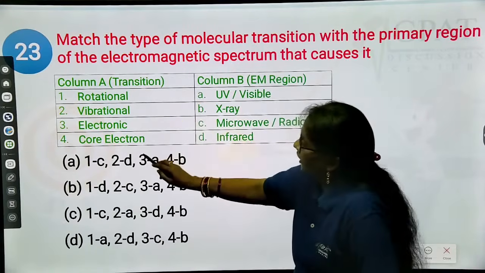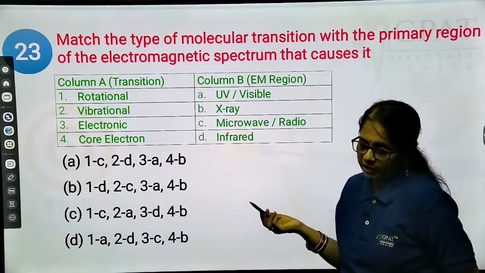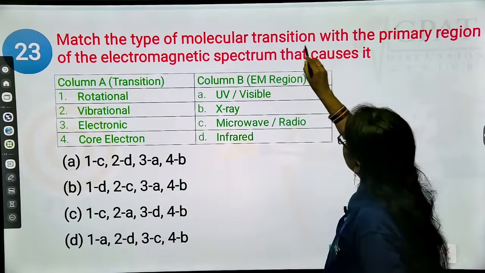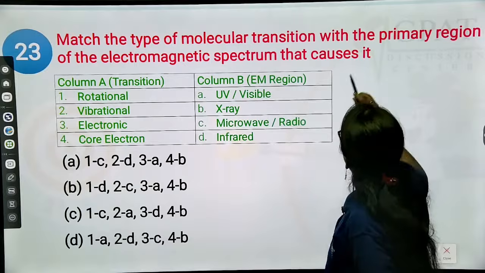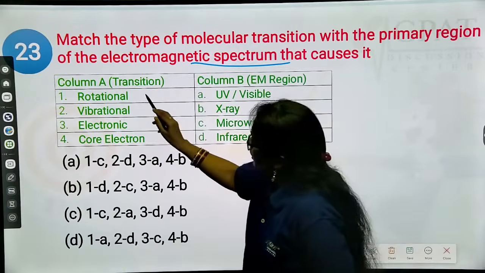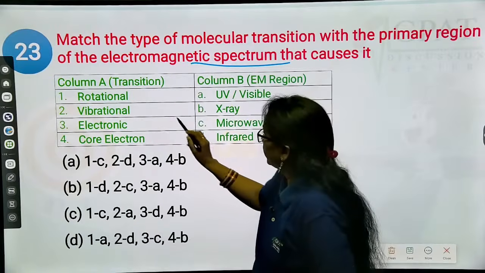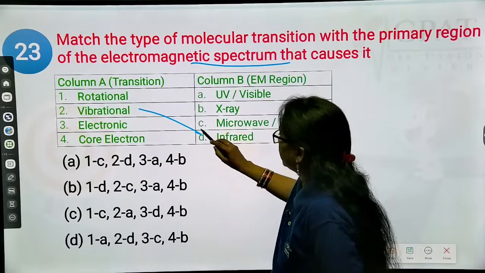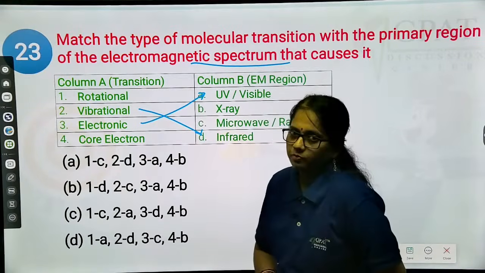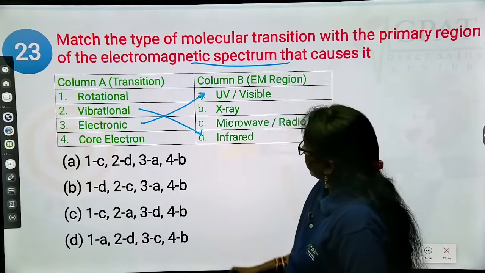So, the energies and spectra they have given mean whatever the related rays, radiation, molecular transitions, and these are going to be the primary regions of the electromagnetic spectrum they are asking. Rotational, vibrational, electronic and core electron. If you observe, we already know that vibration is related to infrared and electronic is related to UV visible. So, if you know these two answers, you can correctly match this.